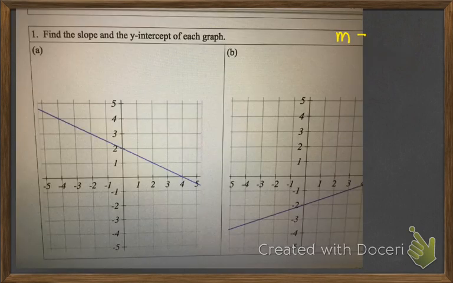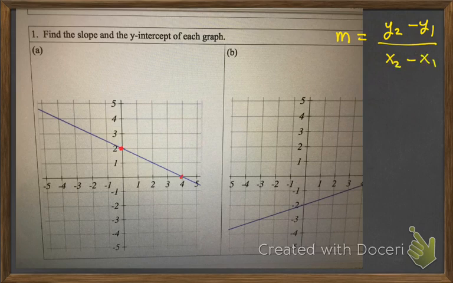So here is a snapshot of two different graphs. We're going to find the slope of the lines, and I'll show you two ways of doing that. We can read it right off the graph, and we can also use our slope formula, y2 minus y1 over x2 minus x1.